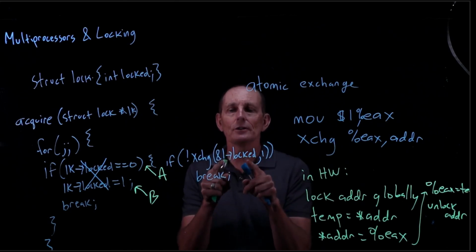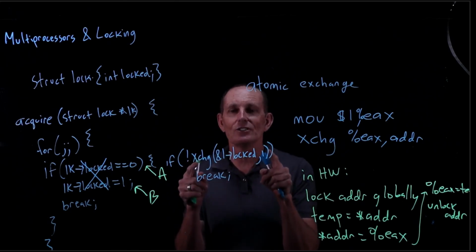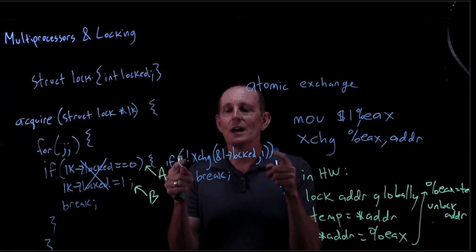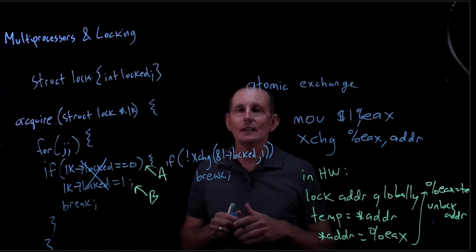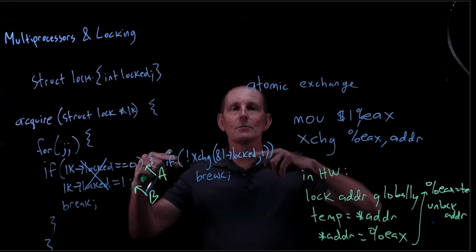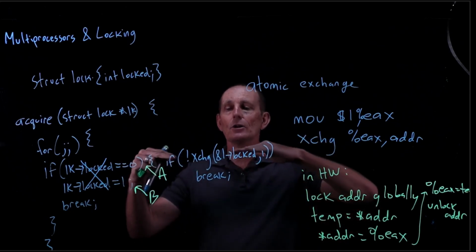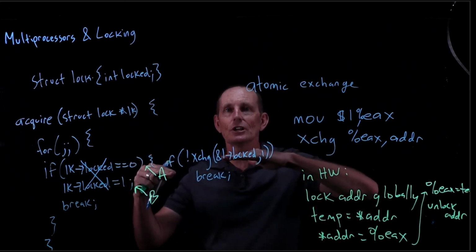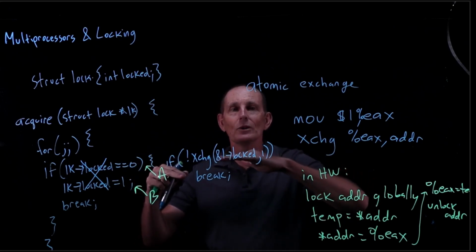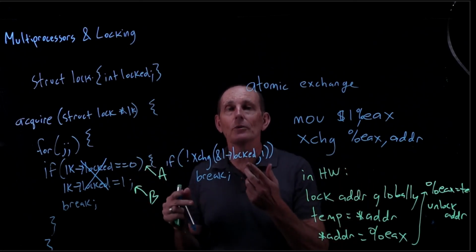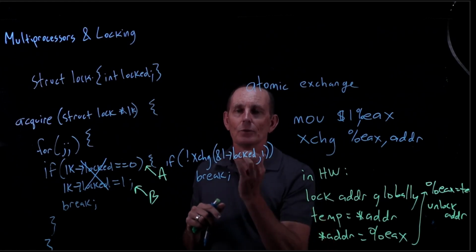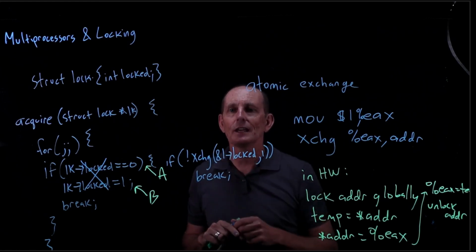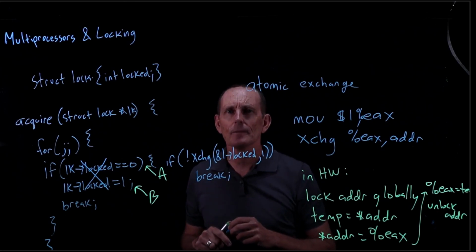If locked was 0, then the result of this exchange is going to be 0. When we not it, it's going to be 1, and we'll break out. We're guaranteed that if two processors are trying to do this simultaneously and locked is 0, only one of them will succeed in the exchange. One of them will get back a 0, and the other one will get back a 1, because the first will write first, put a 1 in there, and then the second will return a 1.